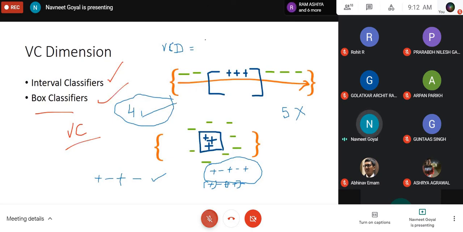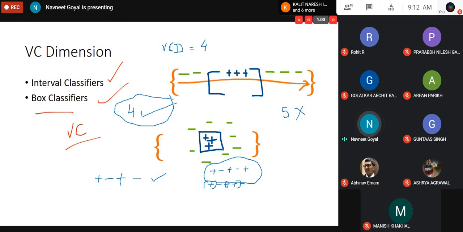All of you agree with that? No, it is not about rectangle. It is about interval classifiers. We are discussing intervals. Okay. So it is all on the real line. So we are talking about points that are on the real line, right? We are not going to two dimensions as yet. All right. So you are okay.